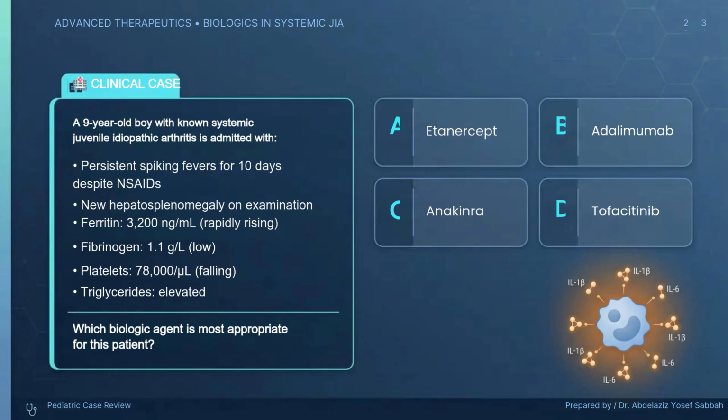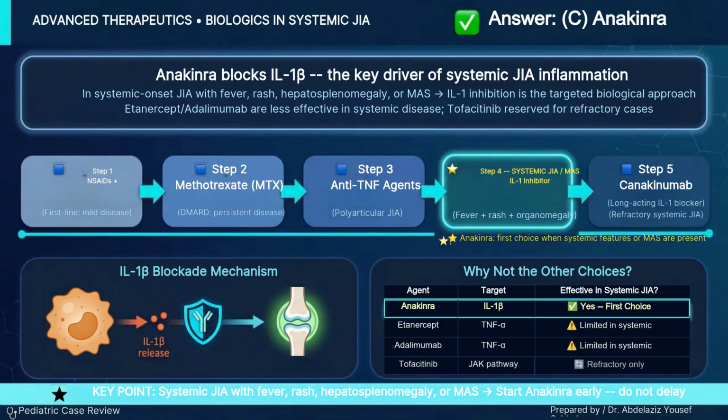Option A, etanercept. Option B, adalimumab. Option C, anakinra. Option D, tofacitinib. The correct answer is option C, anakinra. Anakinra blocks interleukin-1 beta, which is the key driver of systemic juvenile idiopathic arthritis inflammation.